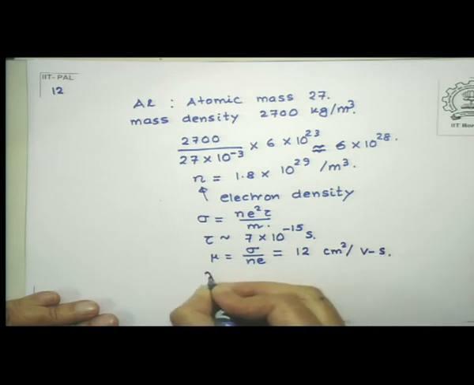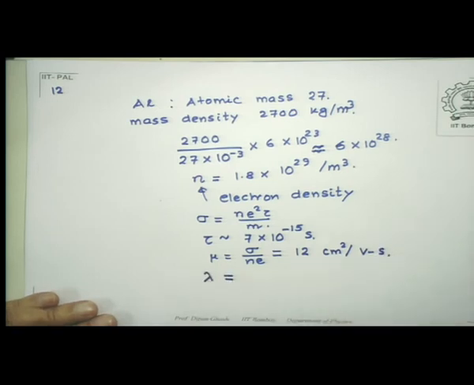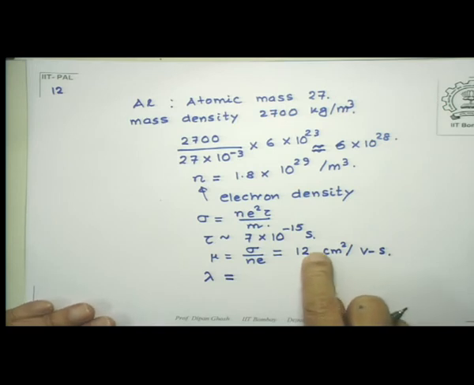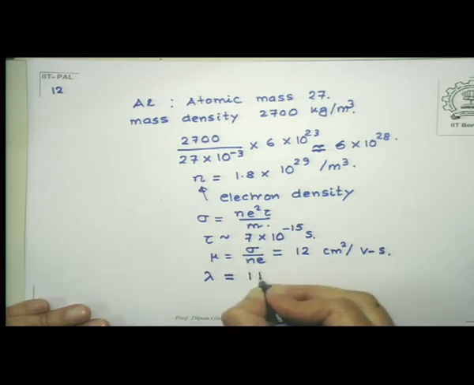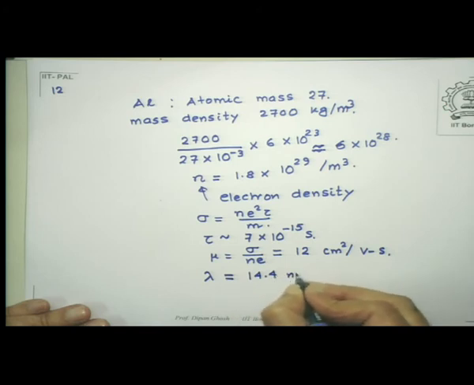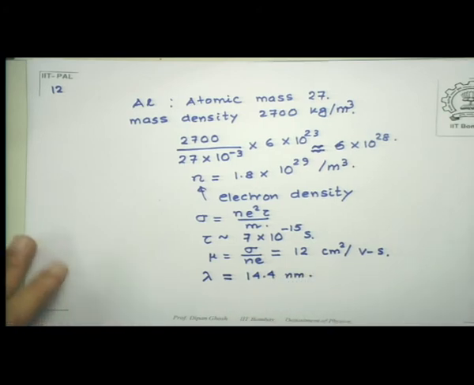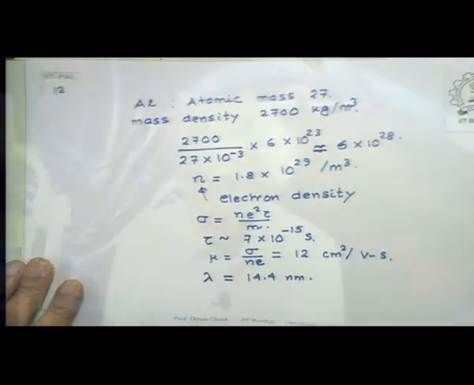The corresponding mean free path is obtained by multiplying this number with the typical value of the electron thermal velocity, which is 2 into 10 to the power 6. This is about 14.4 nanometers or so. So basically, what has happened is this.